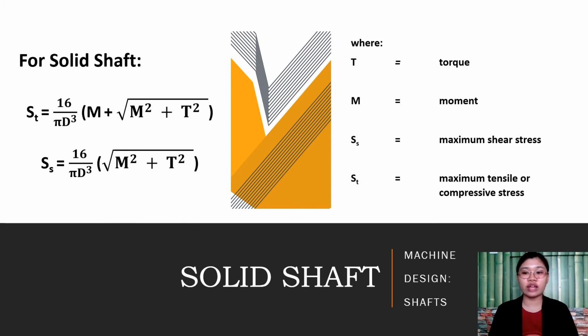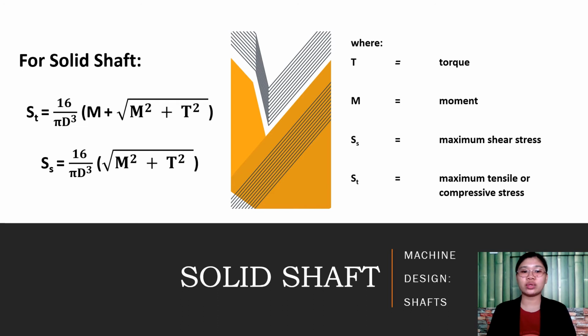Now we have here again for a solid shaft, 16T over pi d cubed, that is for pure torsion. As you can see here, we have 16 over pi d cubed, and the torque is now associated with moment. Since we have a bending load, we will be utilizing moment. So the formula for tensile or compressive stress is 16 over pi d cubed multiplied by the quantity of the moment plus the square root of moment squared plus torque squared.